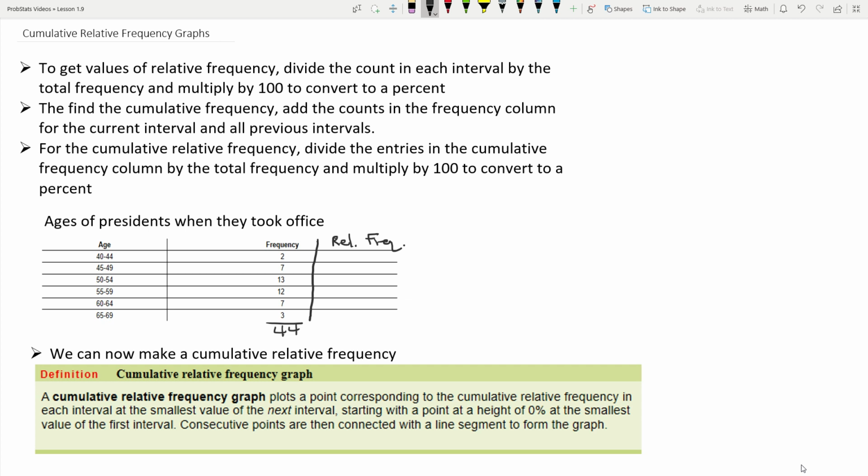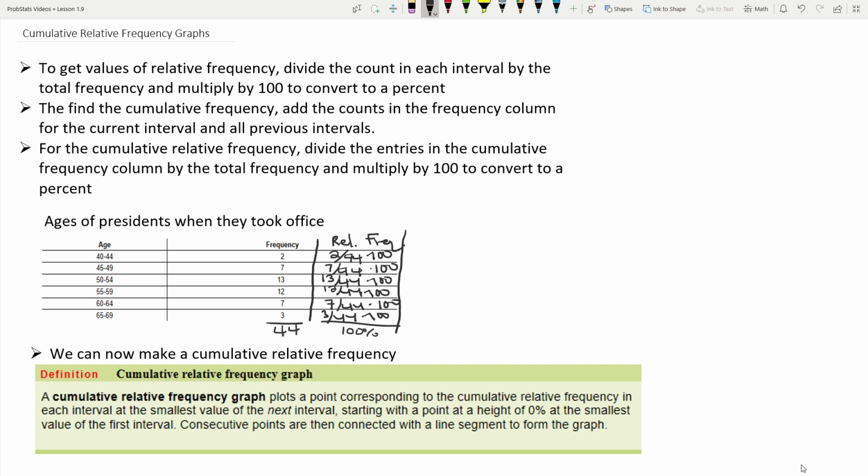To take the relative frequency for the first one, you take the count of 2 divided by 44 and then times 100. For the next one, 7 out of 44 times 100. 13 out of 44 times 100, and so on. Then we convert these on a calculator to get a percent out of them. Whatever those are as percents on the calculator, that's what you would get. Notice that when you add these up, they should always add up to 100%. That's how you find the relative frequency.